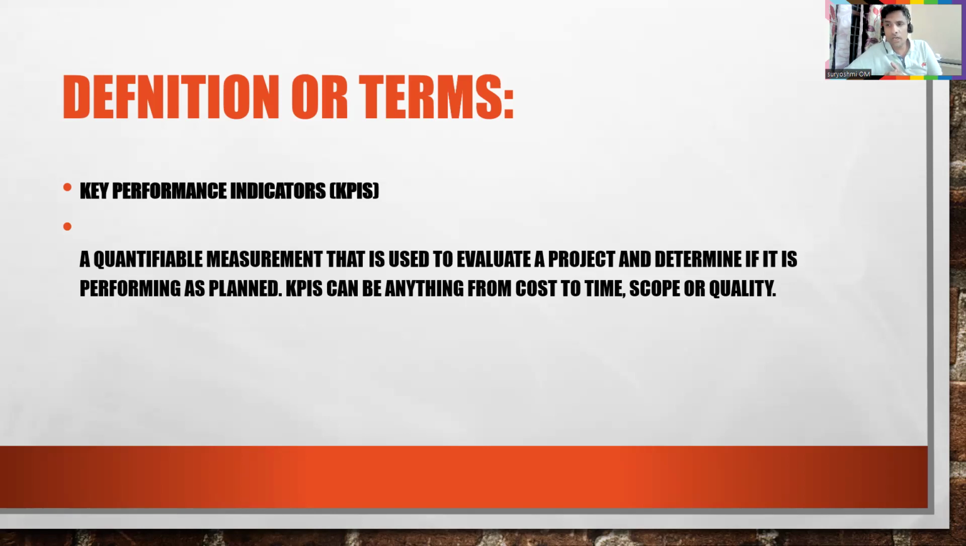KPIs can be anything, but most of the time it depends on the cost and the time. How much cost versus how much time is required to finish a certain target, and scope and quality also. Once you have delivered a certain product, for example, I'm responsible for the sales and distribution module. Someone is responsible for the material management module. Someone is responsible for any other set of modules.